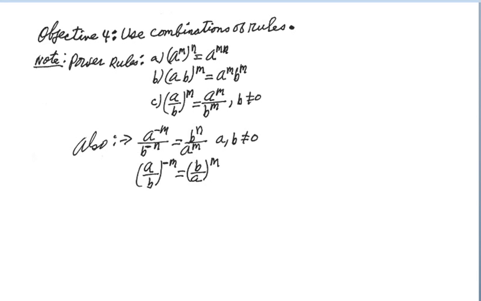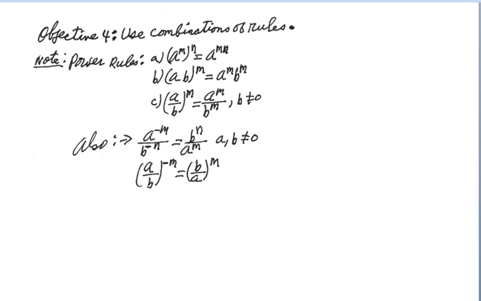Objective number 4. Use combinations of rules. Note: power rules. A to the mth power raised to the nth power equals a to the m times n power. In other words, we have a power that needs to be raised to a power. We can accomplish that by taking the base and multiplying the exponents.